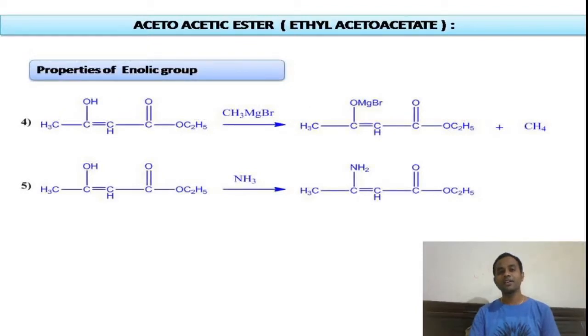Similarly, these enolic compounds will also form alkanes when they react with a Grignard reagent, right? That is, methane is formed. And this enolic group will undergo condensation with ammonia to give beta amino ethyl crotonate, right? These are the properties due to the enolic group, right?